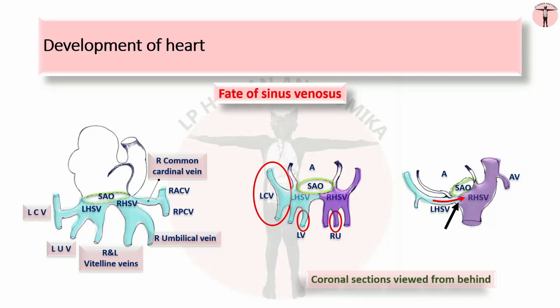The sinoatrial orifice is shifted to the right side and is restricted between the atrium and the right horn of the sinus venosus.